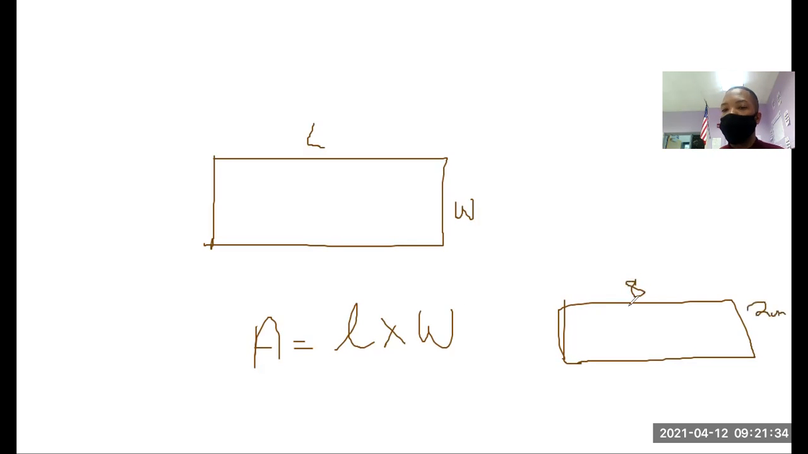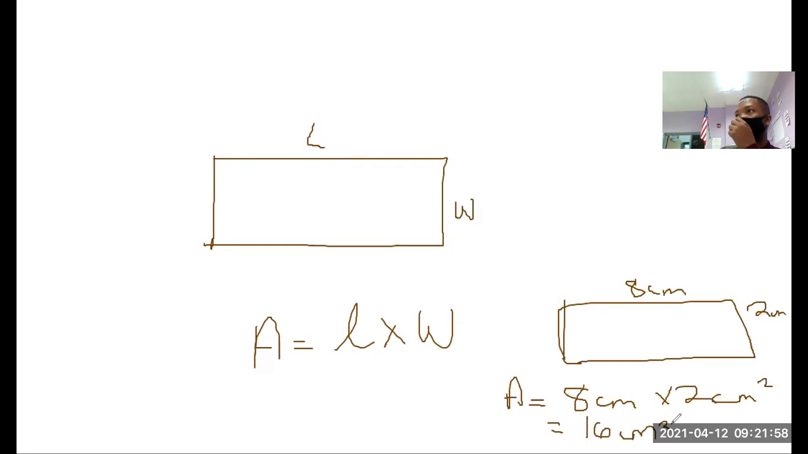Let's put centimeters. All right, so in order to find the area, I'm going to do length times width, which is going to be 8 centimeters times 2 centimeters. So then the area for this rectangle is 16 centimeters squared. We have to put the squared because that's the unit for whenever we're finding the area of any shape. So the unit squared is what we use to represent area.